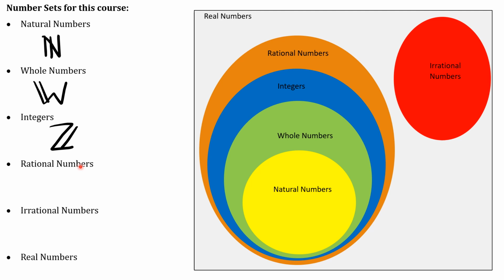Rational numbers get a Q. Q for quotient. We're going to see why that makes sense in just a minute when we talk about each of the number sets individually. But the rational numbers have the symbol Q with the extra line in it, and Q here stands for the quotients. Irrational numbers, I've seen different symbols for irrational numbers. In this class, I'm going to use the letter P with an extra line in it, but I have seen them represented in different ways. And then the last number set, the real numbers, that's the R with the extra line in it. So make sure you get those written down. That should go on your formula sheet for our first quiz.